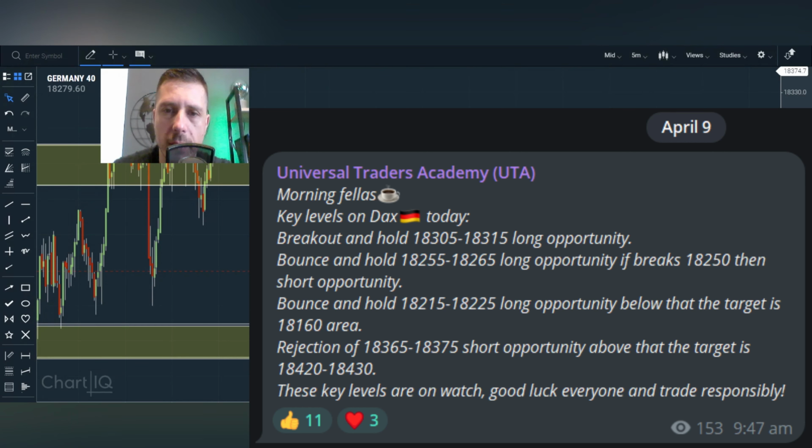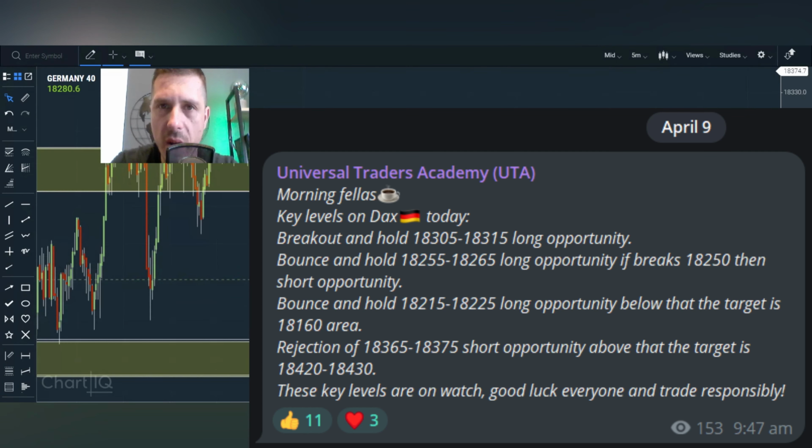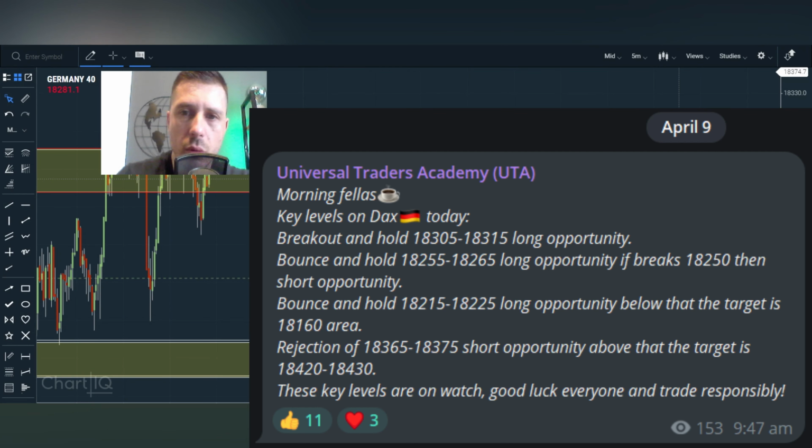So as you can see here, I said breakout and hold 305, 315 is a long opportunity. Bounce and hold 255, 265 is a support right now. It's a long opportunity. However, if it loses the 250 area, it's going to be a short opportunity. Again, if it bounces and holds, 215, 225 is our support. So if we lose 215, 225, the next support is the 160, 170 area, right?